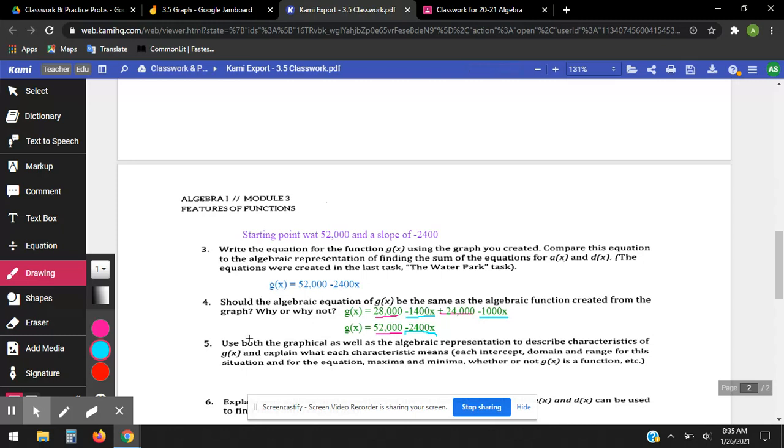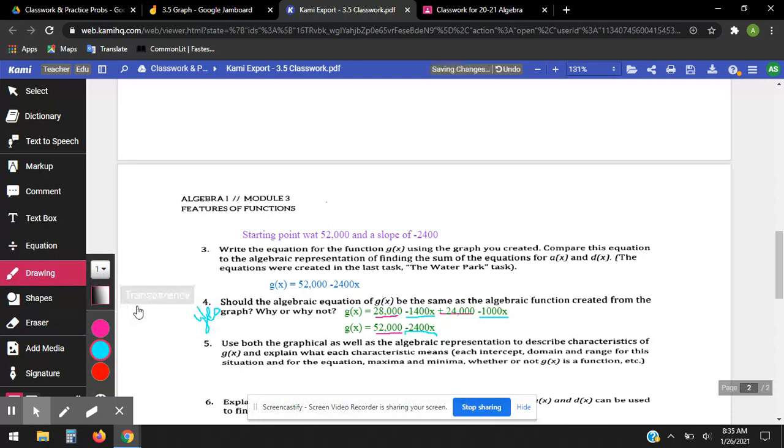Okay, so use both the graphical. So should these be the same? Yes. Let's get rid of that. Try again. So yes, they should be the same.